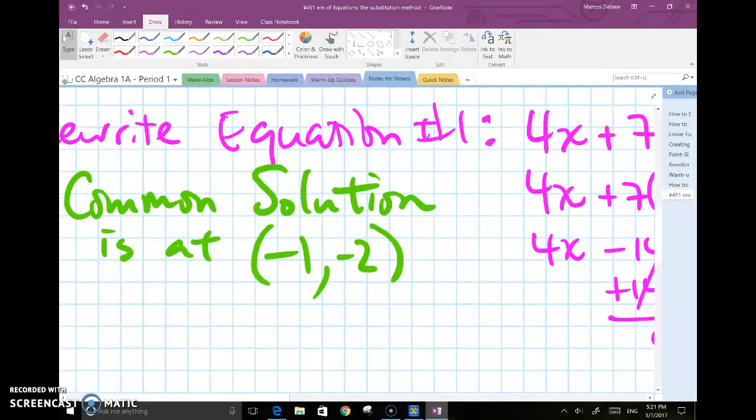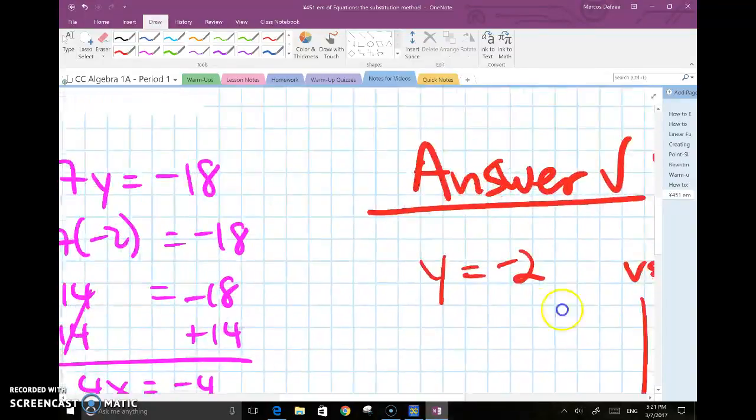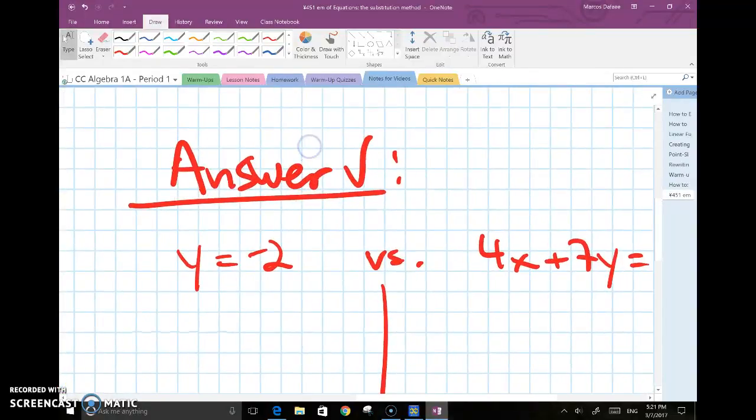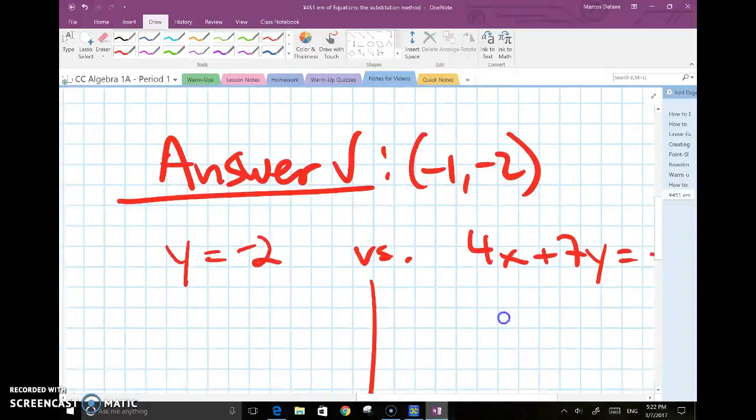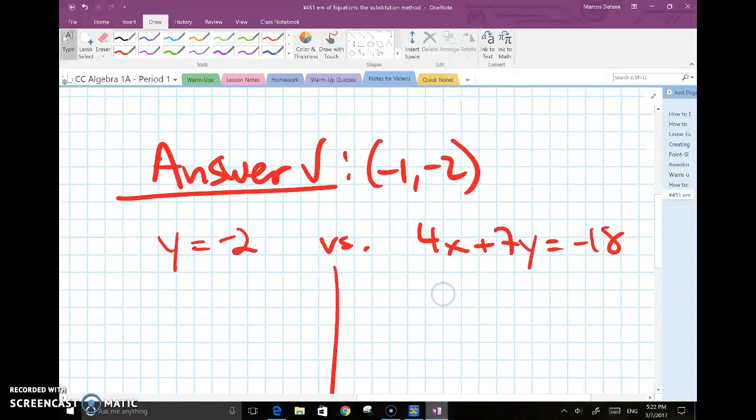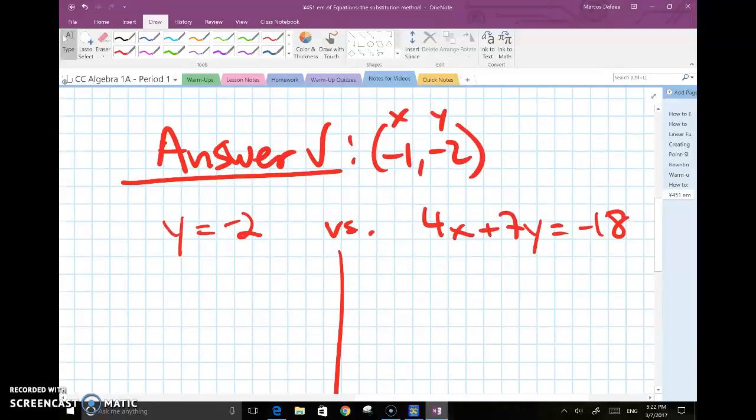And the reason it's called a common solution is because when you take those numbers, -1, -2, and you bring them over to the two equations that you worked with, those two numbers representing your x and y coordinates, they are supposed to make both of these equations true when you substitute them in. And so here we go. Let's put it to the test.